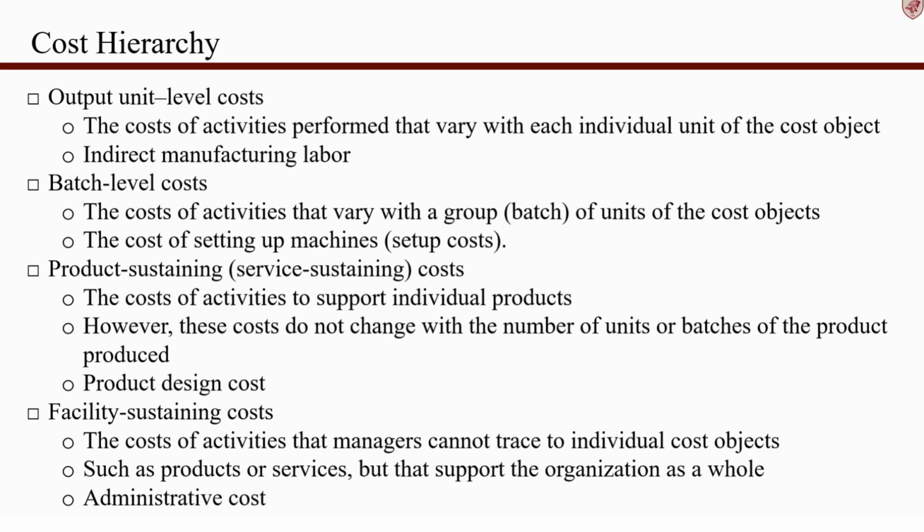Facility sustaining cost is a cost that has a much less clear cause and effect relationship, and it does not necessarily support a single product or service, but it supports the organization as a whole, right? So let's say the utility expenses or the administrative costs. These are all costs to support the overall organization of a company rather than a product itself, right? So cost hierarchy is a cost concept that is usually used under the ABC system.